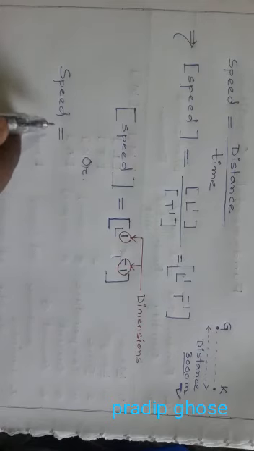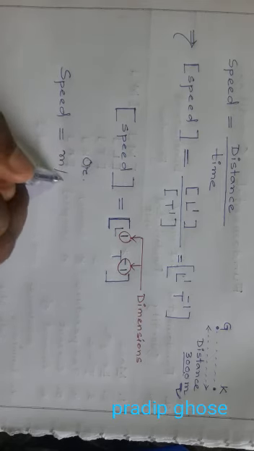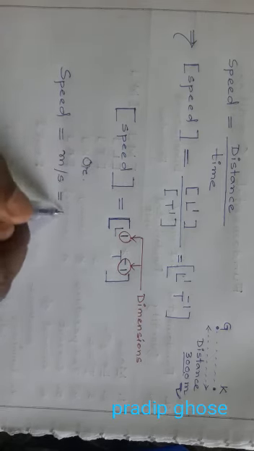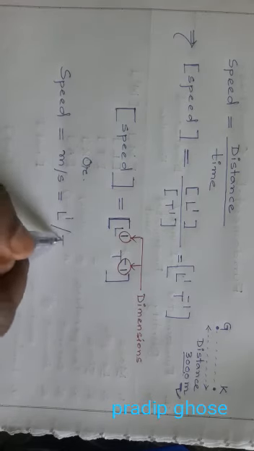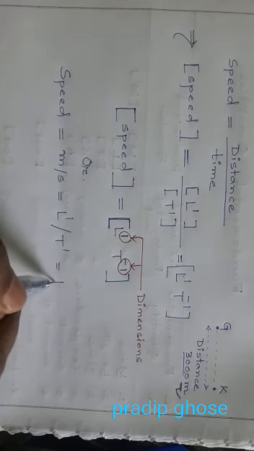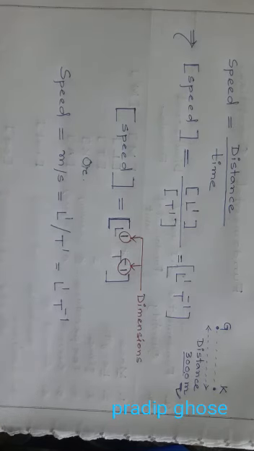We can also find dimension if we know the unit. For example, unit of speed is meter per second. Meter is length, so L1, second is time, so T1. So formula is L1 T minus 1.